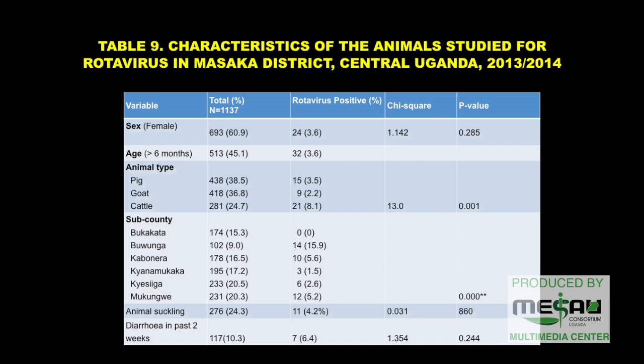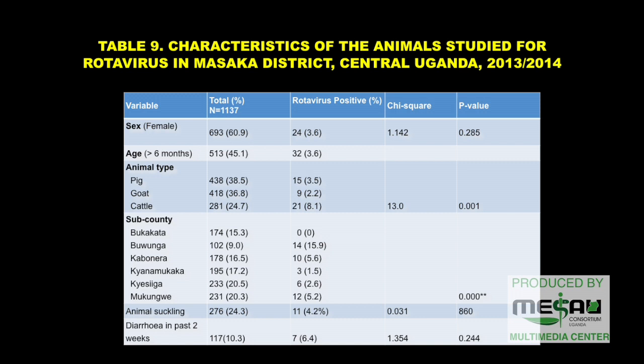So in this population of animals, we had a total of 1,137 animals, and of these, 281 were cattle, 418 goats, and 438 pigs. Most households reared 1 to 2 animals. Most of the animals were female, 60.9%. Only 24.3% of the animals were suckling, and only 10.3% had a history of diarrhea in the 2 weeks before recruitment.